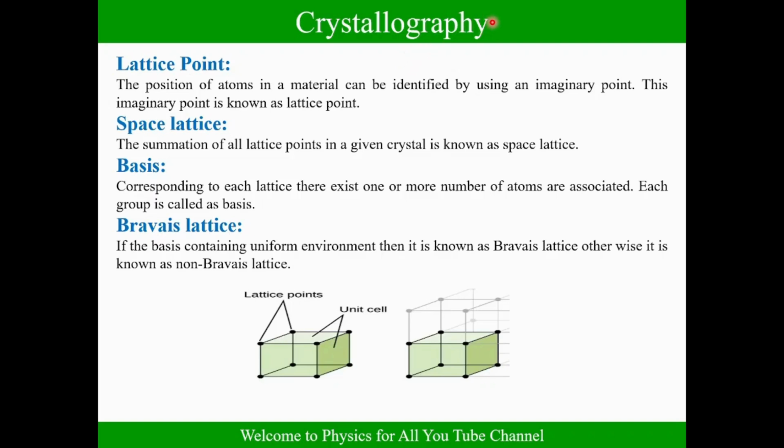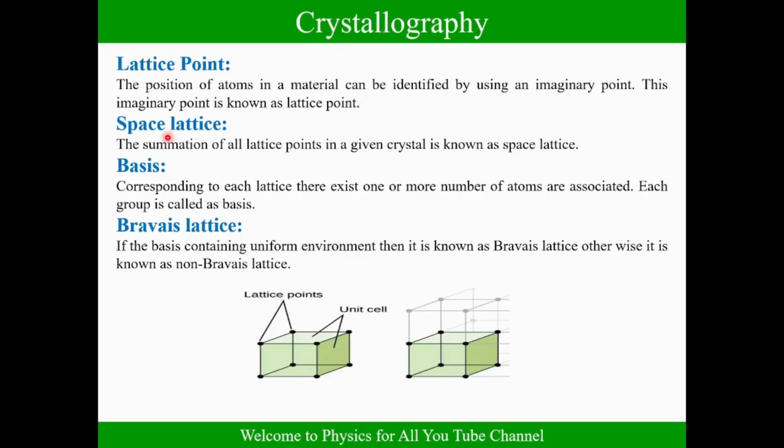Now, in order to analyze the structure of a given material or crystal, first of all, we have to identify the position of atoms. These atoms are in millions in number in any material. Therefore, these atoms cannot be identified by the human eye. So, how can we identify the position of atoms? Atomic locations can be identified by using an imaginary point. This imaginary point is known as a lattice point. With the help of the lattice point, we can identify the position of the atoms in any given crystalline material.